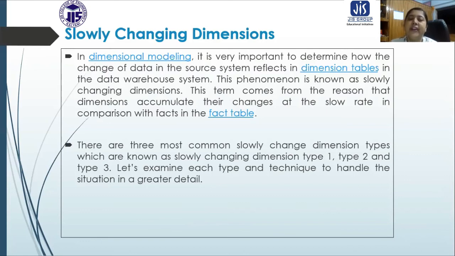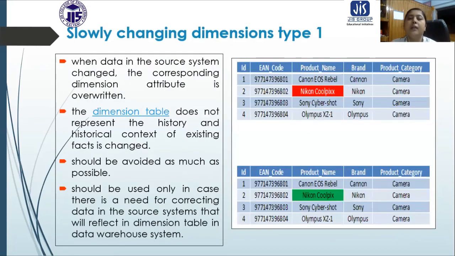There are three common slowly changing dimension types: type 1, type 2, and type 3. So let us examine type 1. When data in the source system changes, the corresponding dimension attribute is overwritten. So in the previous case, the data is like this, Nikon will exist. And now the product name has changed. It is updated because this was wrong information. So the data is going to be overwritten. Now it is the new one.